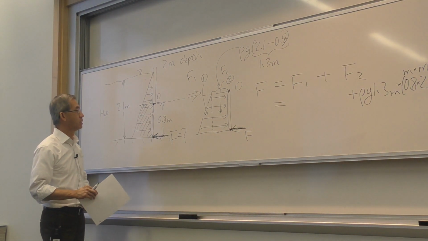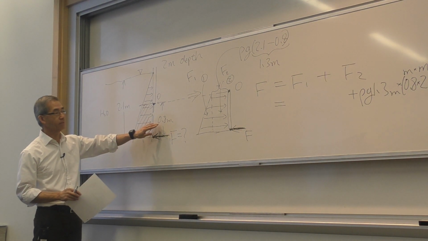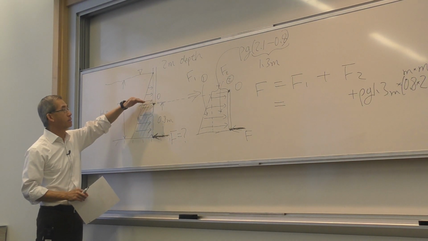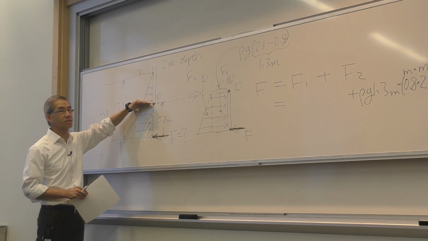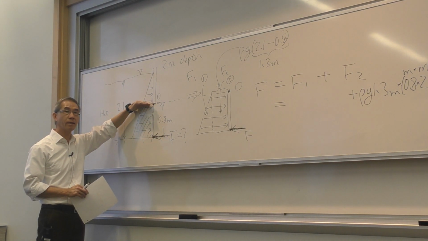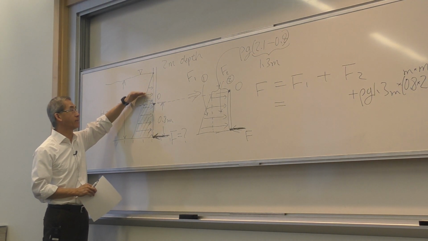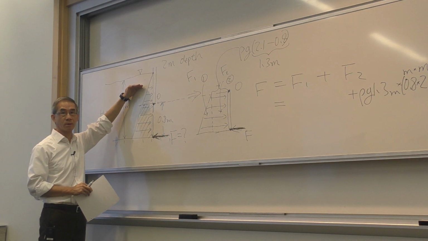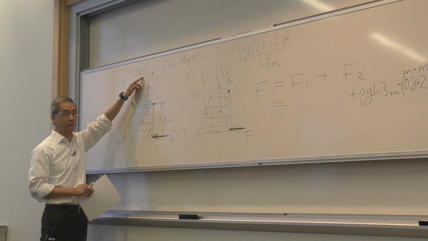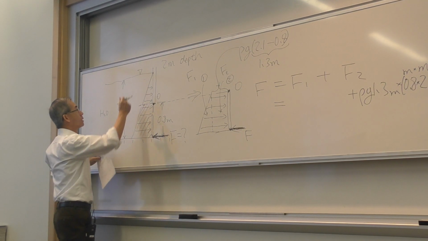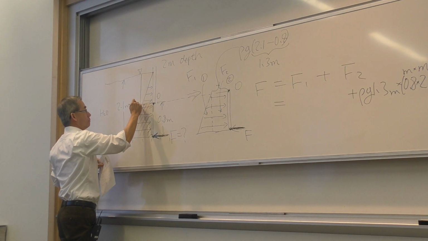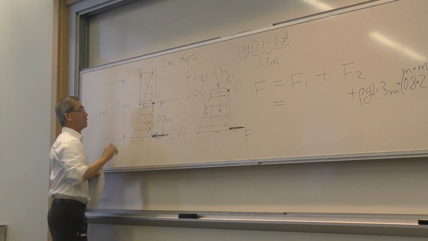Okay, so the question is, why isn't the height 0.8 meter? The reason is the gate here doesn't stop at atmospheric pressure. Above that, I have another column of water of depth from the top to the bottom.